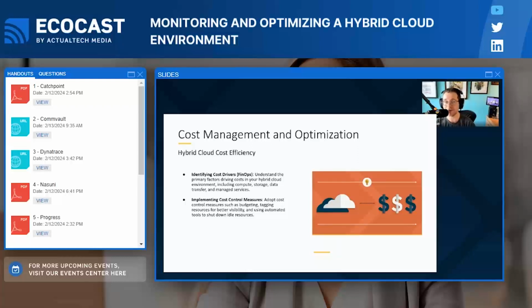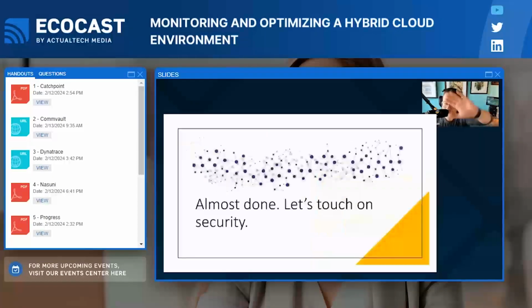If this is a new term for you, FinOps, definitely research, because it is a critical measure and metric to help you create a much more robust and effective hybrid cloud ecosystem. Can't stress this enough. All right. We're almost done. We're almost about to pass it back to you so you can hear from the other really wonderful speakers here today. I do want to touch on security before we do wrap this up.